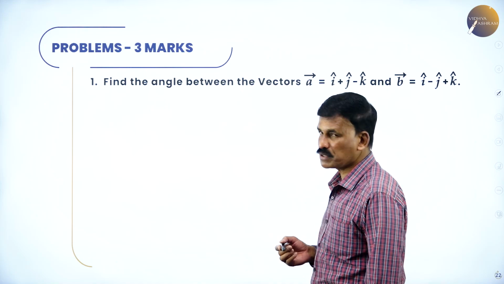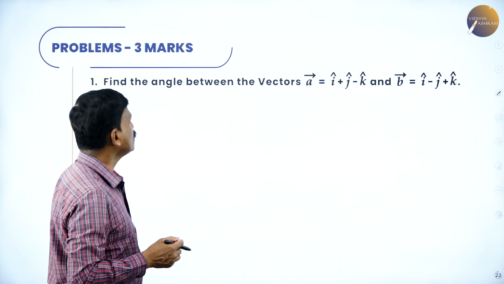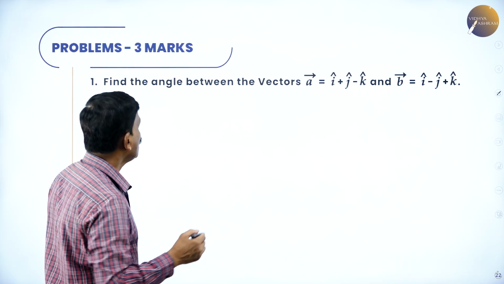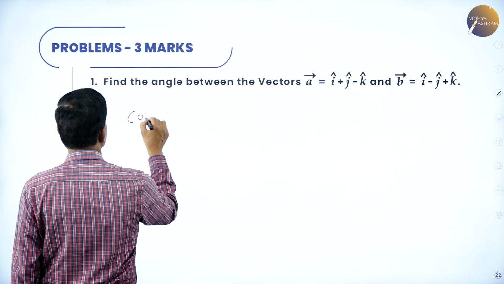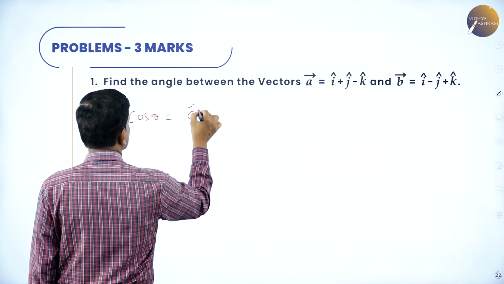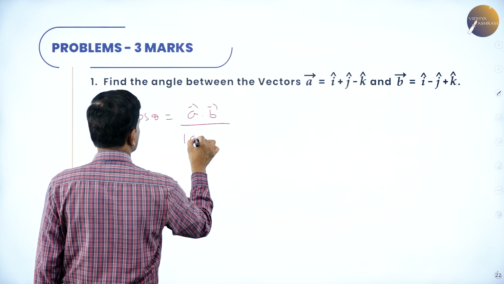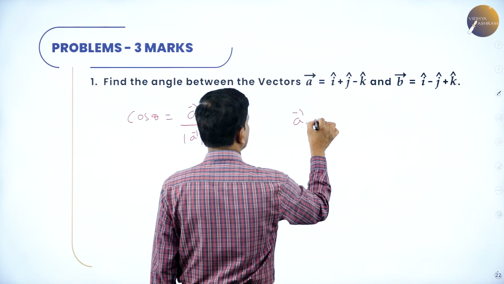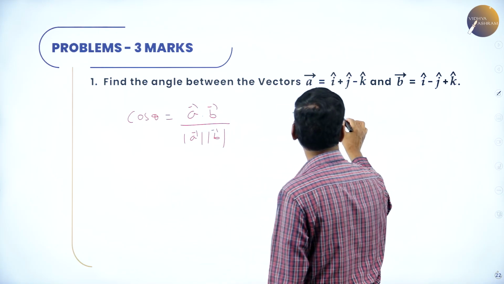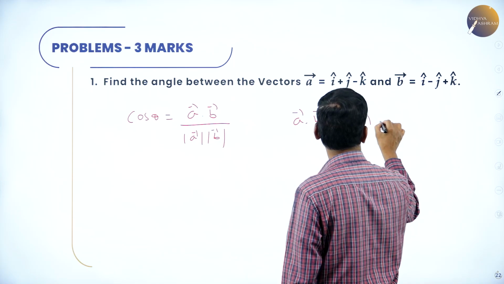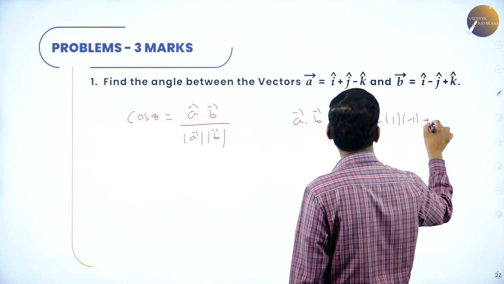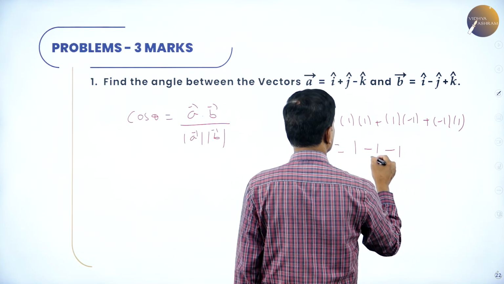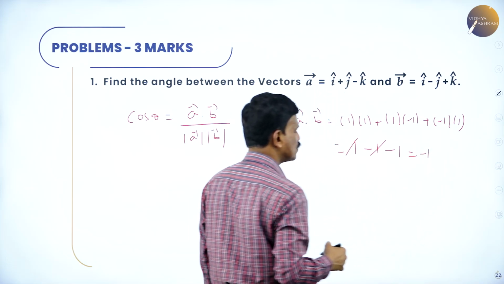Now, move on to the problem based on this. Find the angle between the vectors A equal to i plus j minus k and B equal to i minus j plus k. Angle between the vectors means cos theta, and cos theta is equal to A dot B divided by length of A into length of B. Now, what is A dot B? Just find the dot product. A dot B is equal to, for i, 1 into 1 is 1, plus for j, 1 into minus 1, plus for k, minus 1 into plus 1. So, 1 minus 1 minus 1, which is equal to minus 1.